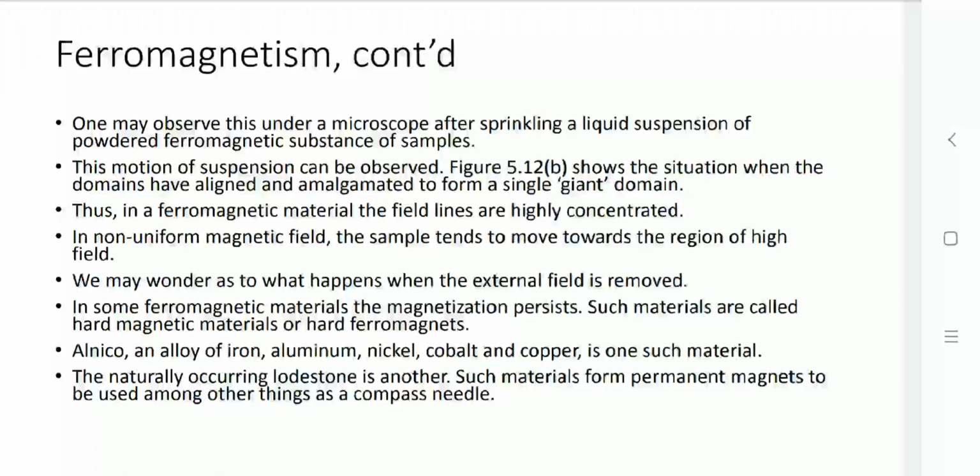The naturally occurring lodestone is also a hard ferromagnet. Such materials form permanent magnets that can be used among other things, just like a compass needle. Permanent magnets are generally used for compass needles, and these permanent magnets are made from ferromagnets, from hard ferromagnets.